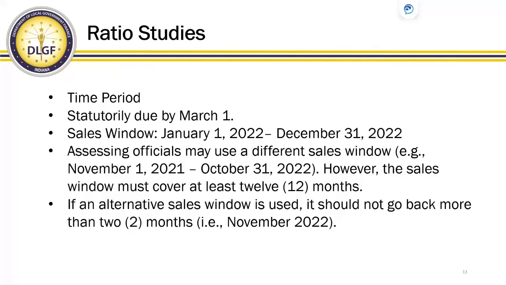If you look at what's happened in the real estate market in, say, 2022, in the first half of the year, sales were still going pretty strongly, and then in the second half, sales tended to slow down a little bit. So we want to make sure that we have sales as close as possible to the January 1st assessment date. But if a county, in order to submit their ratio study timely, wanted to use an alternative sales window, they could. I've spoken about this previously.